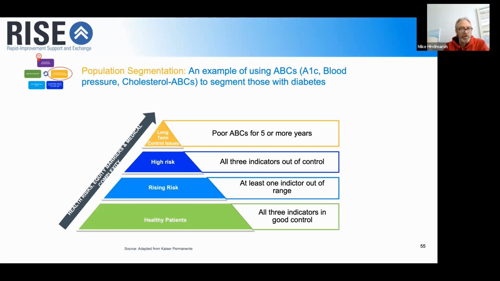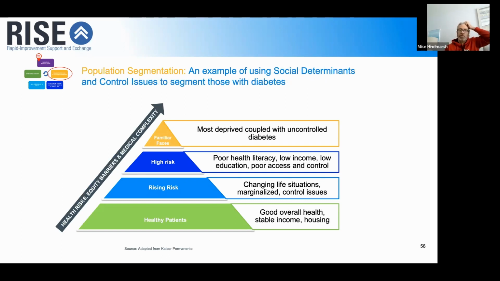High risk, all three were out of control, and complicated patients had poor ABCs for 5 or more years. So again, here we can look at the social determinants as well as control issues. If you take things like A1C, blood sugars, and other clinical indicators and start looking at people's overall health, people that have stable income and housing could be the healthier patients at the bottom, possibly people with changing life situations or who have become marginalized or have control issues.